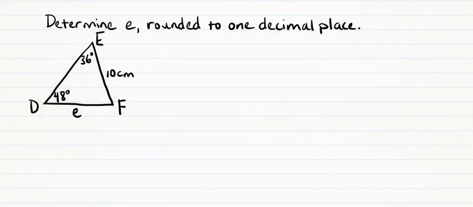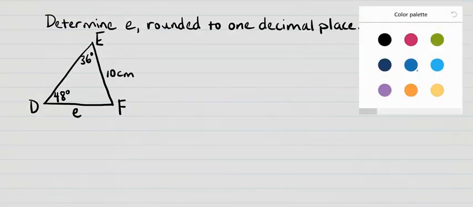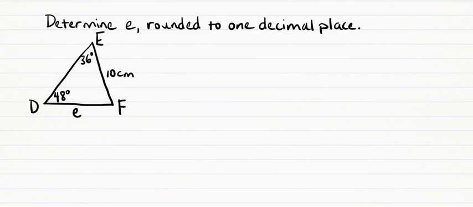So here's our first question. It says determine e, so determine side length e. I know it's a side length because it's a lowercase letter. Determine side length e rounded to 1 decimal place. The first thing we notice is that this is not a right triangle. Neither of the two given angles are 90 degrees, and if we determined what the third angle is, it's also not a 90-degree angle. So we cannot use the Pythagorean theorem or the primary trigonometric ratios to solve for unknown sides or unknown angles.